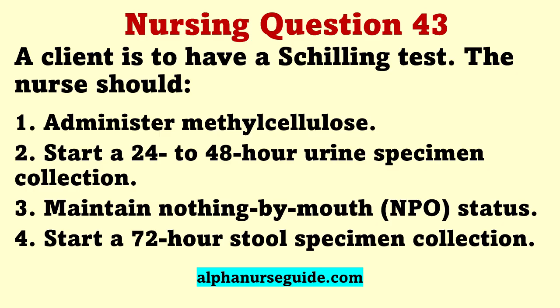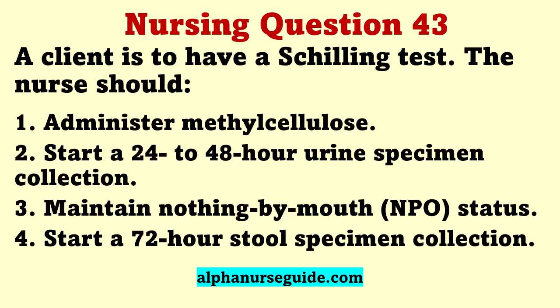A client is to have a Schilling test. The nurse should 1. Administer methylcellulose. 2. Start a 24 to 48-hour urine specimen collection. 3. Maintain nothing by mouth status. 4. Start a 72-hour stool specimen collection. The correct answer is 2. Start a 24 to 48-hour urine specimen collection.